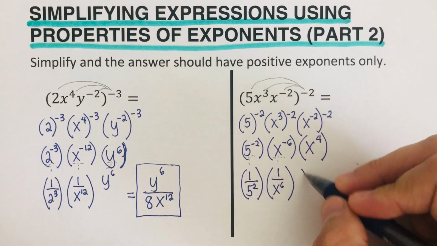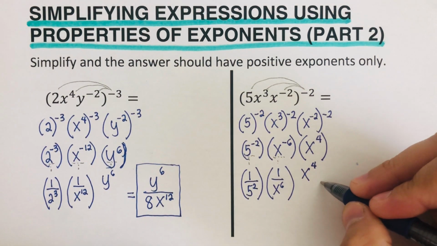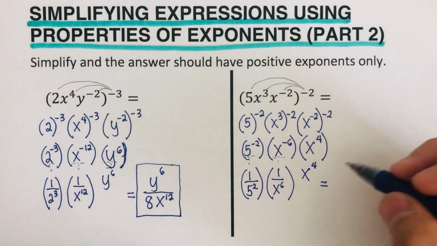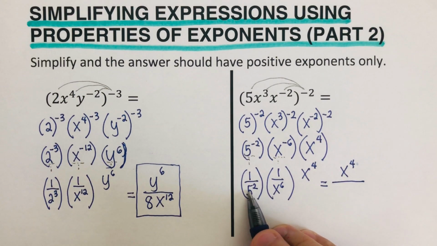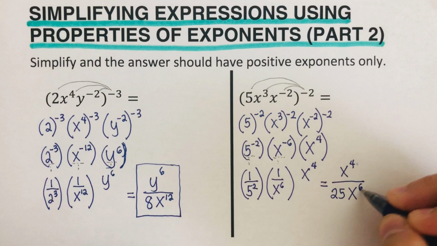So I can just keep that as x to the 4th. So then from here, we can go ahead and multiply them across. So that would be 1 times 1 times x to the 4th would be x to the 4th. And then that is over 5 times 5 is 25. And then x to the 6th power.